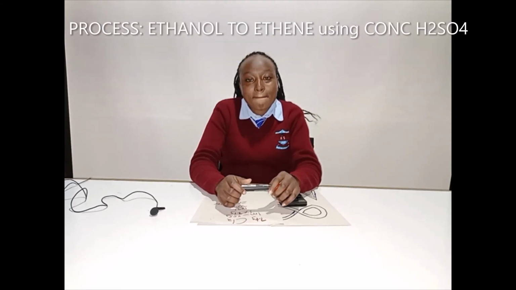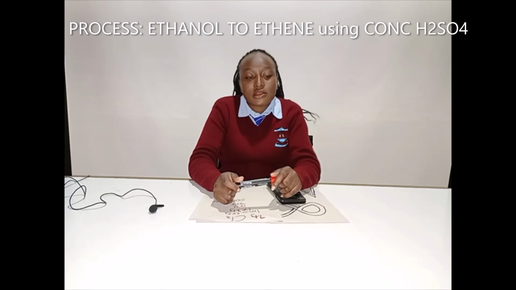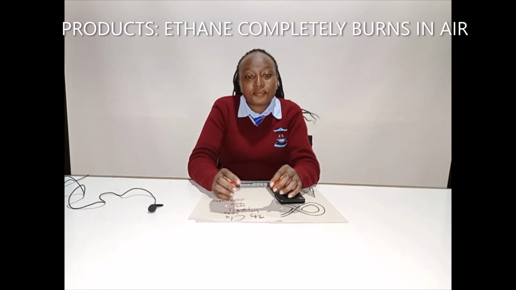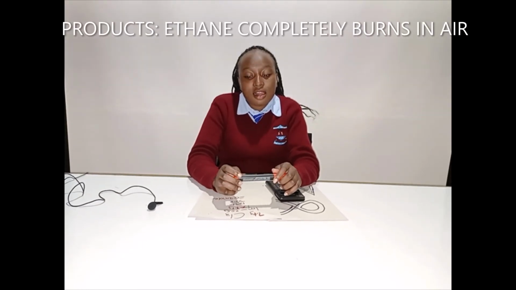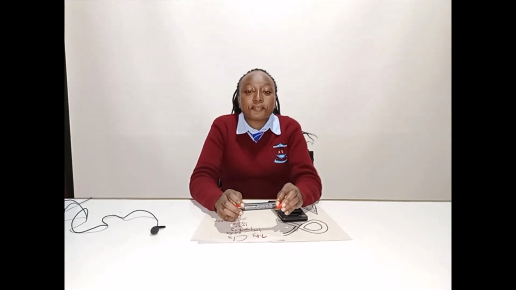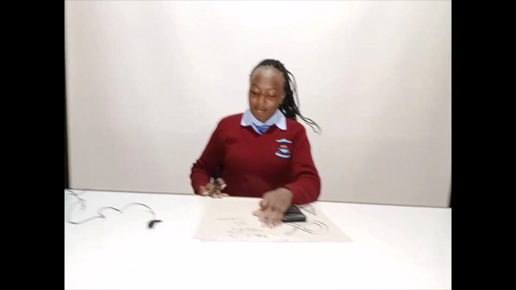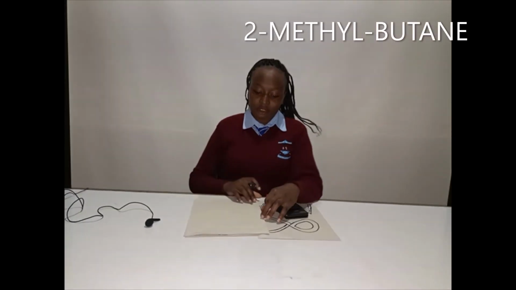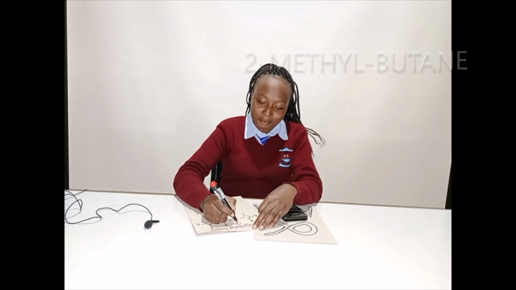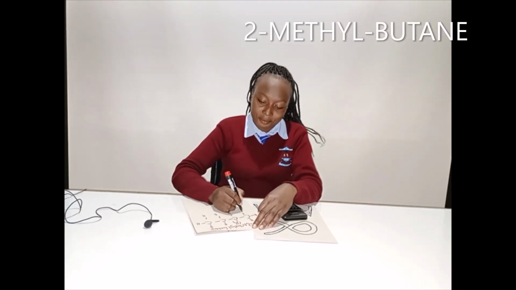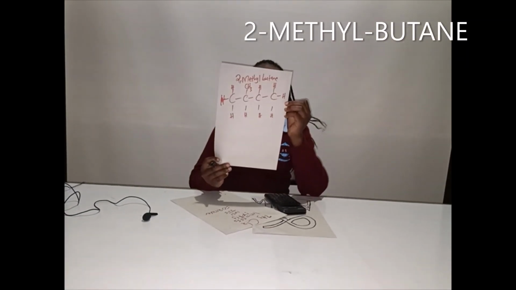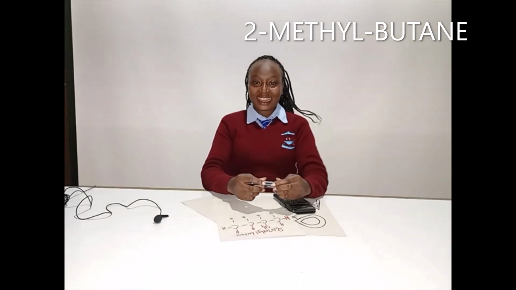Name the process where ethanol is converted to ethene using concentrated sulfuric acid. Dehydration. Dehydration, that is correct. Name the product that will be formed when ethane is completely burnt in air. Carbon dioxide and water. That is correct. On the piece of paper you have there, draw for me the structure of 2-methylbutane. Display that. Okay, with that I give you 1 point. Otherwise, thank you so much for taking part in this competition. Thank you.